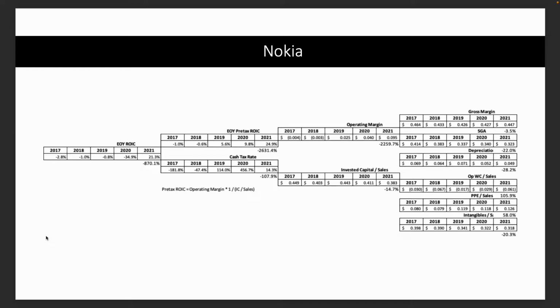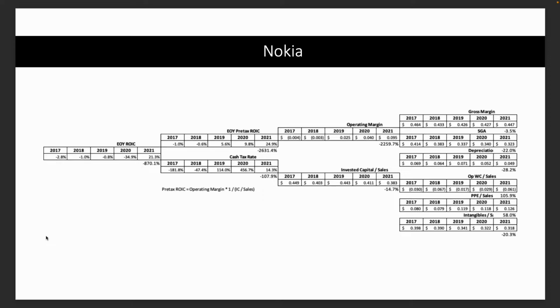All right, so I'm going to start with the ROIC tree for Nokia. All right. So as I said, at a minimum, you will do the 5-year ROIC tree trend. All right. So starting with 2017, Nokia's ROIC was negative 2.8%. By 2021, it had grown to 21.3%.